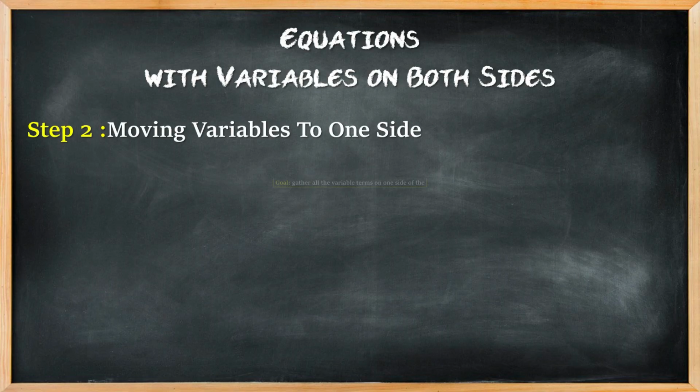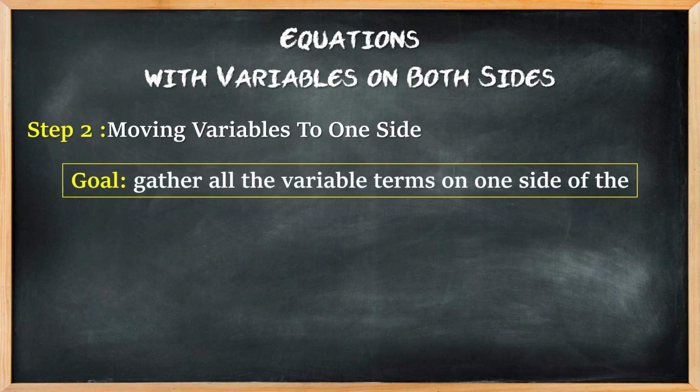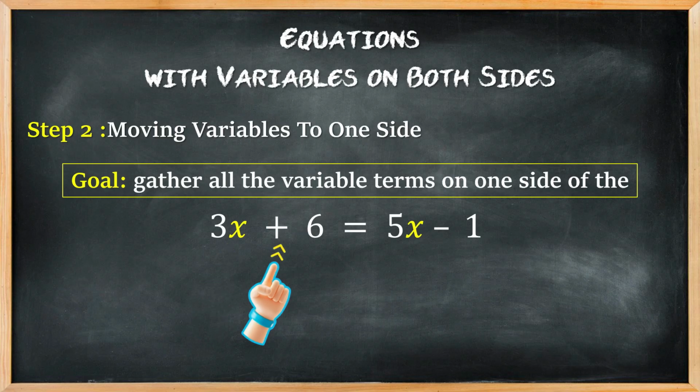Now we move to step 2, moving variables to one side. Our goal is to gather all the variable terms on one side of the equation using addition or subtraction. Let's work with our example equation 3x plus 6 equals 5x minus 1. We can see we have variable terms on both sides. The 3x term is on the left side, and the 5x term is on the right side.